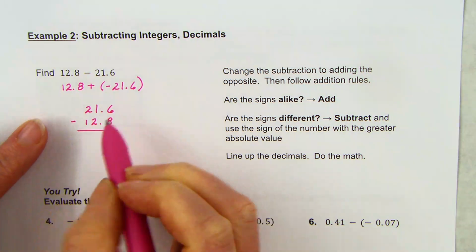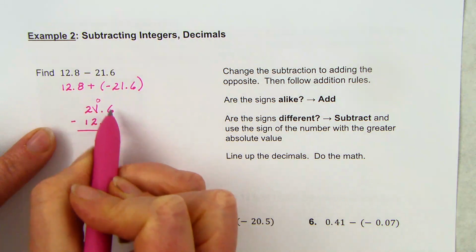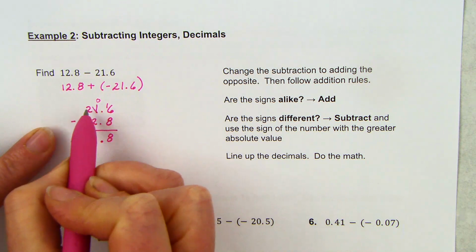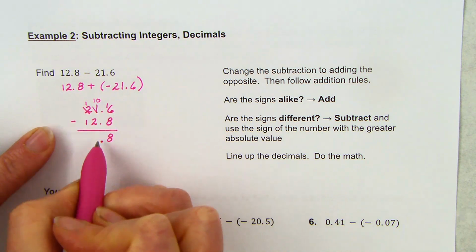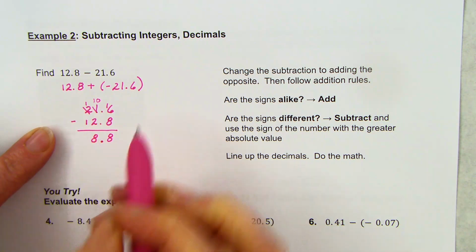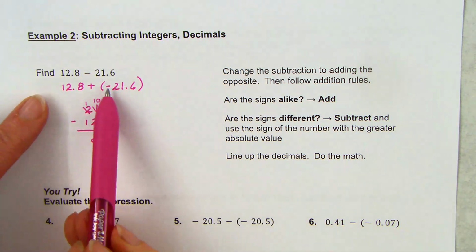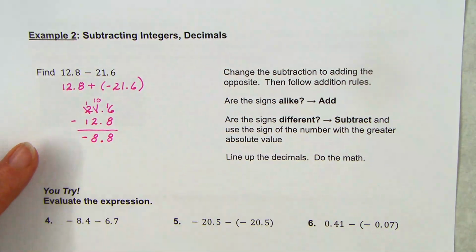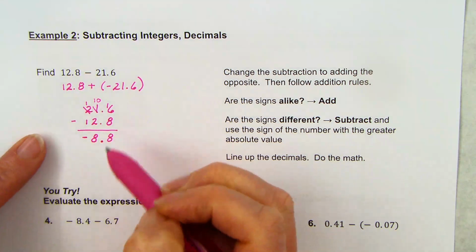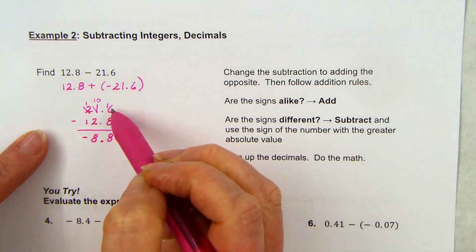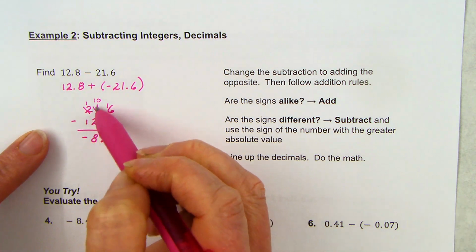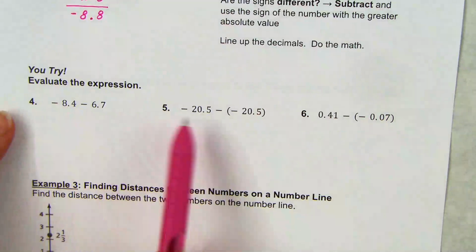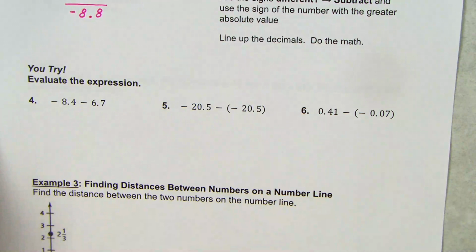We'll line up the decimals. 16 minus 8 is 8. Down my decimal. 10 minus 2 is 8. And then because my negative number was bigger, my answer should be negative. And I always like to double check. 8 and 8 is 16. Carry the 1, 9, 10, 11. There's the 1. Okay, so that's right. And again, I think those are pretty straightforward.